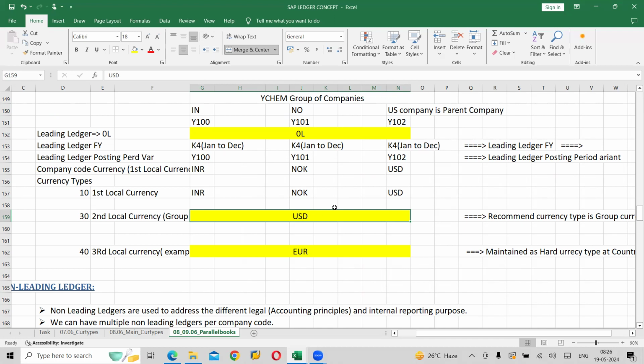So what is the combination here? Leading ledger, January to December, posting period Y100, local currency INR. And for group reporting, we are using USD for all the company codes, and this will be defined in the SEC4 transaction.